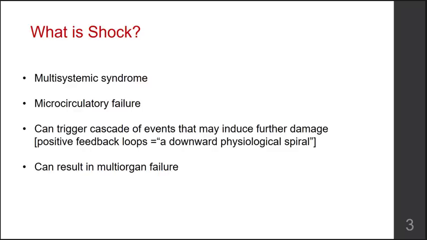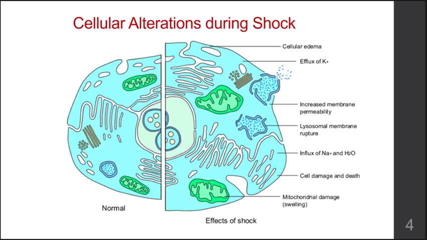When shock is identified, it's important to figure out what stage a person is at, and it's necessary to really try to prevent this downward physiological spiral that will likely result in multi-organ failure, which will then result in death if it's not controlled. So what happens inside the cells themselves?